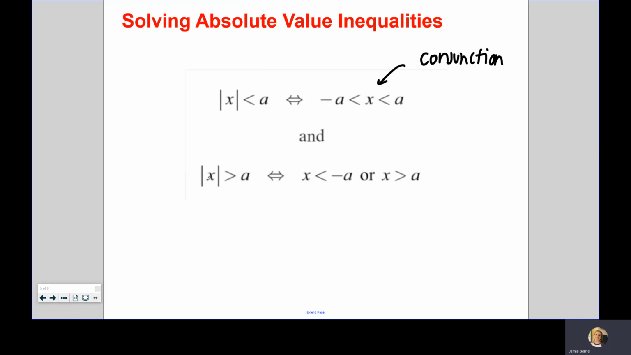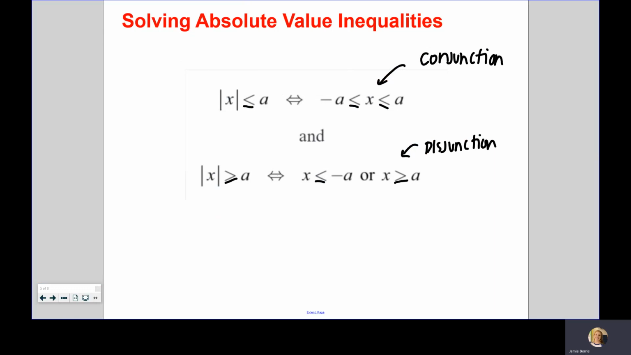And then at the bottom we have the absolute value of x is greater than a is equivalent to x is less than negative a or x is greater than a. So again, this is a disjunction. All right, so when do you use these rules? You're going to use this top rule for any problem that has a less than. If it has a less than or equal to, you just write little equal to's on all of the inequalities. And then down here, you're going to use this second rule for any problems that have a greater than. Similarly, if they have a greater than or equal to, you just add the little equal to's on all of your inequalities.